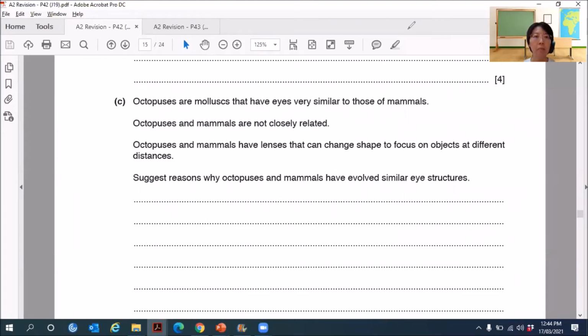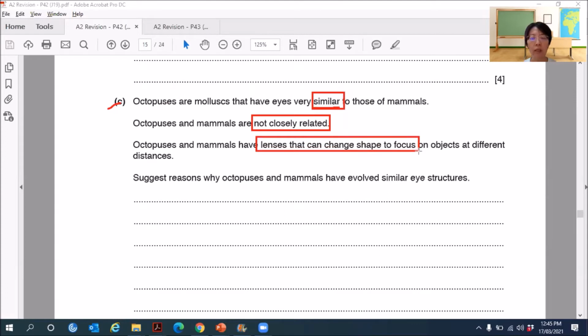So octopuses are mollusks that have eyes very similar to those of mammals. Octopuses and mammals are not closely related at all, okay? But how come their eyes are similar? Octopuses and mammals have lenses that can change shape to focus on objects. So this is a similarity between them. They can see objects at different distances.